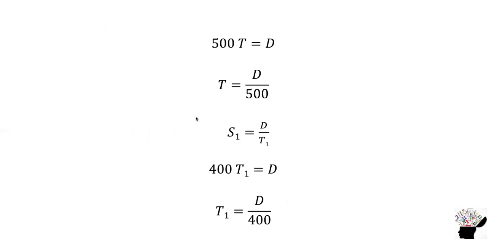In the same way, we can find the second equation: S1 is equal to D divided by T1. Because from here, we established the fact that the total distance to travel from Denver to Boston and the total distance to travel from Boston to Denver are the same. So we are going to get T1 equal to what? D over 400.